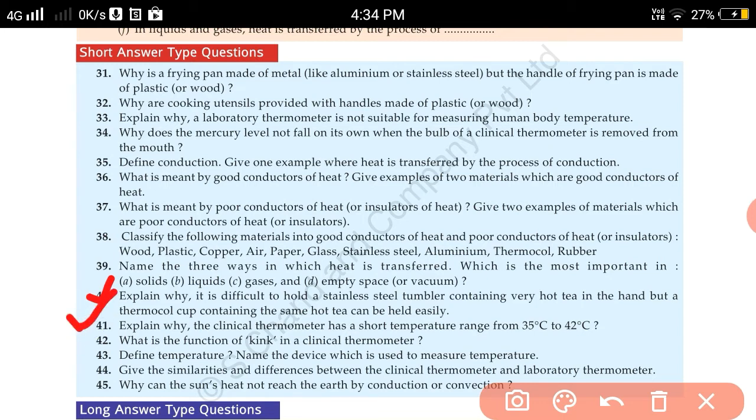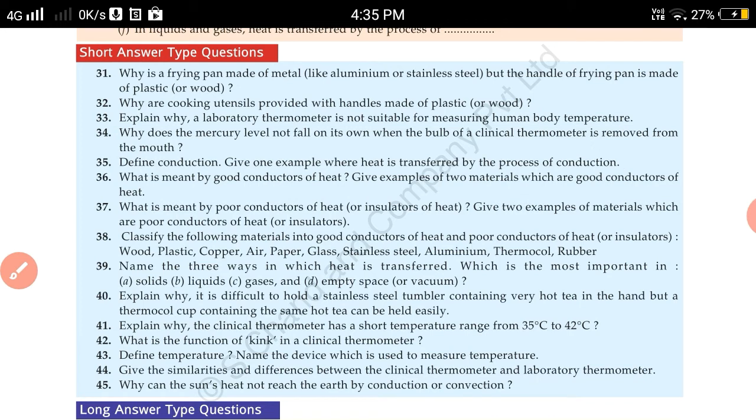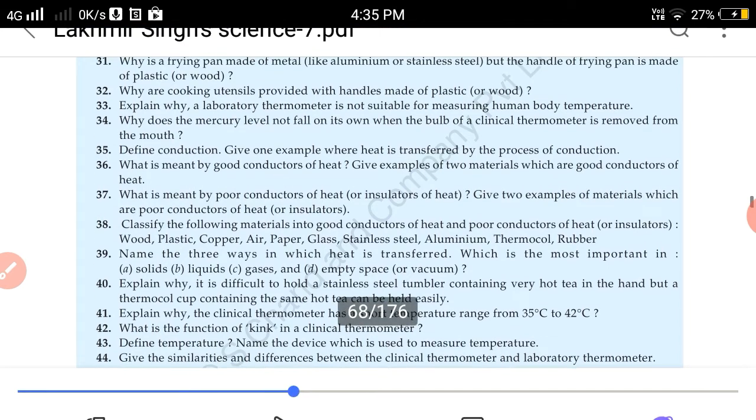Question number 41. Explain why the clinical thermometer has a short range of temperature from 35 to 42 degrees Celsius. Yes, students, as we know, our body temperature does not have any vast variation. It hardly rises to 45 degrees, so the temperature range from 35 to 42 degrees is safe. It is accurate. It can measure human body temperature.